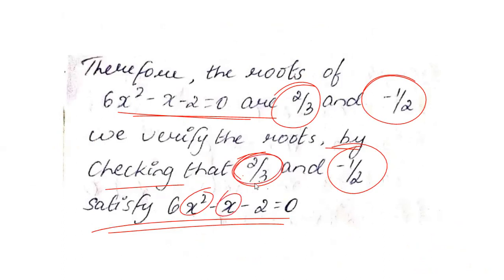Like if you are substituting 2 by 3, in the place of x square as well as in x, you'll substitute 2 by 3 only. If you're substituting minus 1 by 2, in both these places you substitute minus 1 by 2 only. Got it? We're done with this.